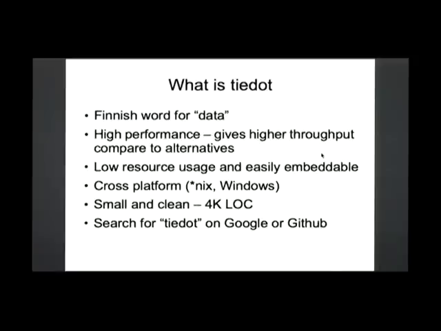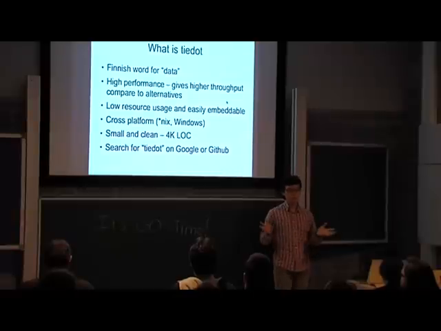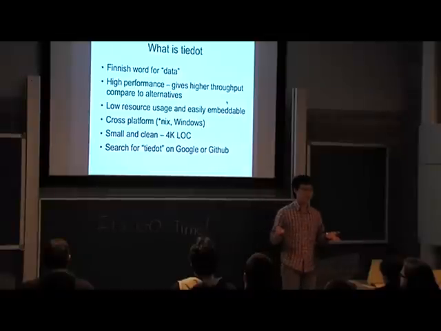So what is tiedot? It's a NoSQL database engine. I began working on it about half a year ago. It is designed to be really easy to embed into your Go programs, and it can also run as a standalone HTTP service if that's how you like it. It is cross-platform. It has been tested on Windows, BSD, and Linux. It is also very small, which makes it nice to use as an embedded database. Please search for the name on Google or GitHub to find the project. It's hosted on GitHub at the moment.